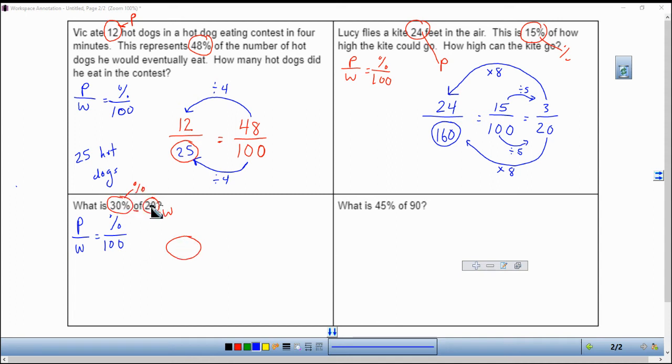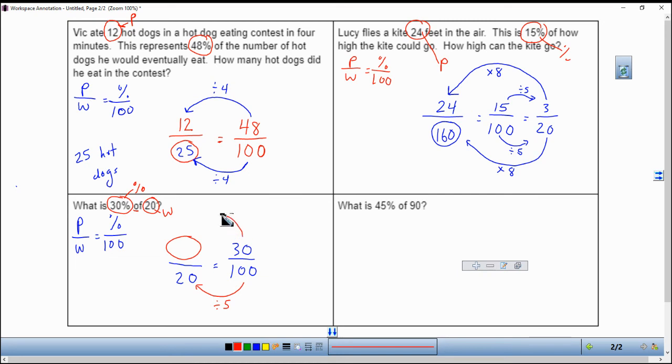We're trying 30% of 20. So what we're doing is we're trying to find the part of 20 that is 30%. Now, 30 is the percent out of 100. Okay, now can we get from 100 to 20 in one step? Yes, we can. So we'll do that. How do we get from 100 to 20? We're going to divide by 5.